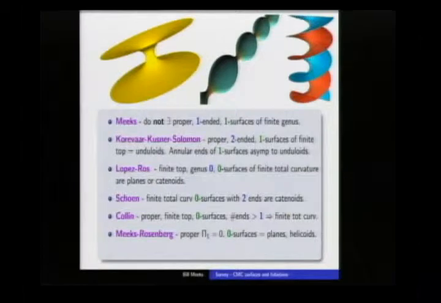If you are simply connected, minimal, and proper, you are in fact a plane or a helicoid. And then you have the solution of the Calabi-Yau problem for finite topology minimal surfaces that are embedded in R3, which proves that complete embedded minimal surfaces of finite topology are proper. So that lets you remove some of the hypotheses. They solve the Calabi-Yau problem. We want to just focus on some of these Calabi-Yau type problems that continue to be true for H surfaces.